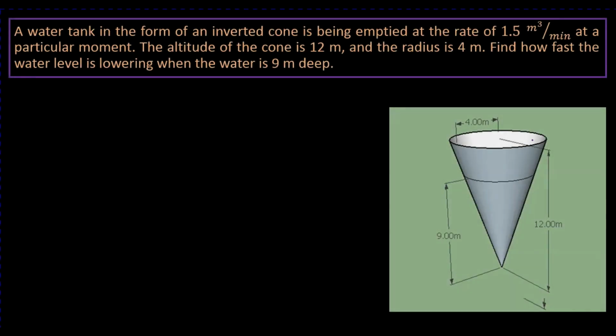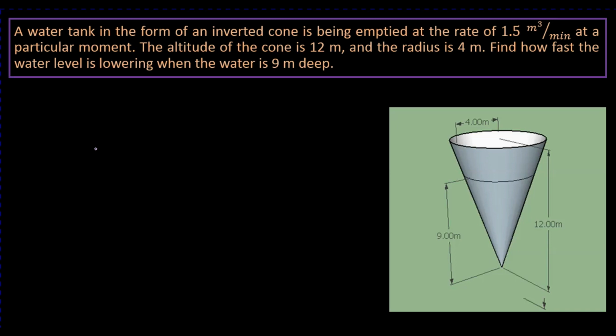This is a conical tank with the following dimensions: 4 meters in radius, 12 meters in height, and it contains water. At this particular moment, the surface of the water is 9 meters from the vertex. Water is being expelled out here, and the flow rate is given as 1.5 cubic meters per minute.